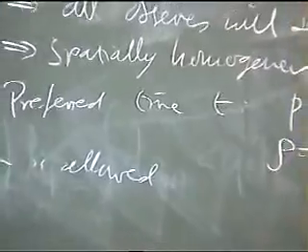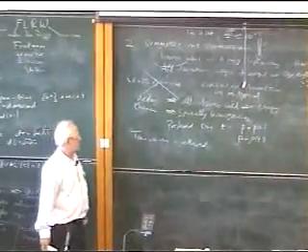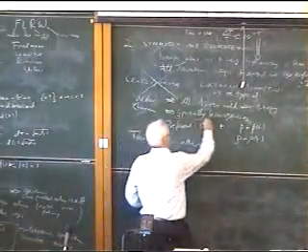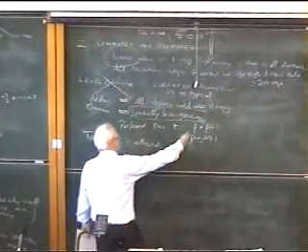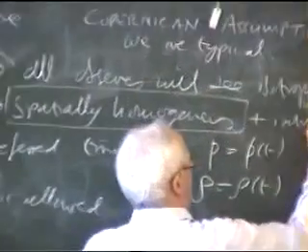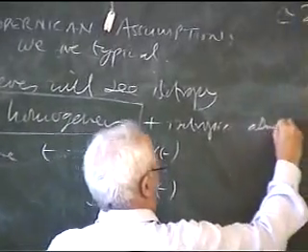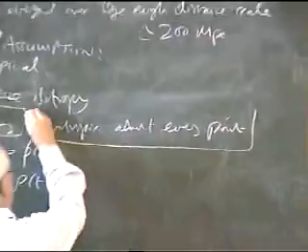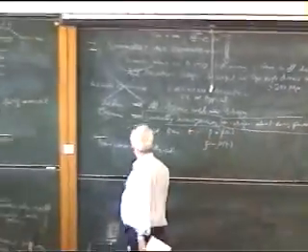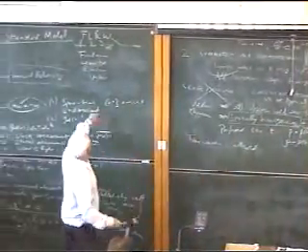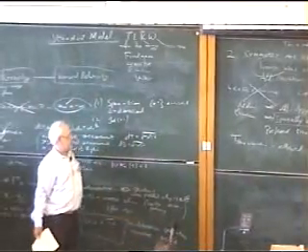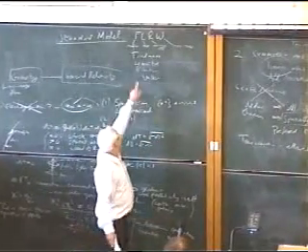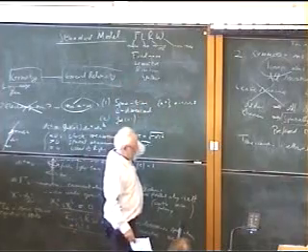We see isotropy. If we are typical, if we're not at the center of the universe, then everybody sees isotropy, and that means the universe is spatially homogeneous and isotropic about every point. So the universe is spatially homogeneous and isotropic about every point, and that is what defines the standard models of cosmology, the Friedmann, Lemaitre, Robertson, Walker models.